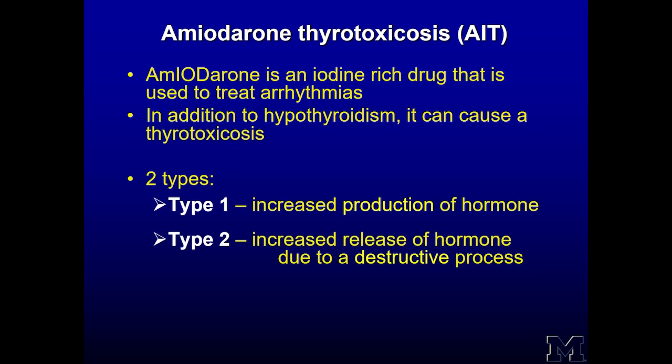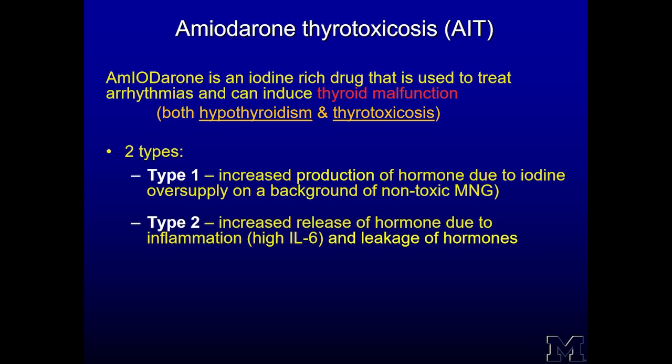So there are two types of amiodarone-induced thyrotoxicosis. Type 1 amiodarone-induced thyrotoxicosis is due to increased production of thyroid hormone due to increased supply of iodine in a patient with a background of multinodular goiter. The second type of amiodarone-induced thyrotoxicosis is type 2, which is due to increased release of thyroid hormone due to a cell-damaging effect of excessive iodine concentration in the thyroid gland.